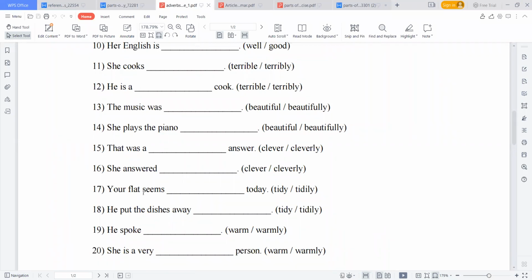Okay. "Your flat seems dash today." Tidy, ma'am. Tidy. Yes, because "your flat" is a noun.